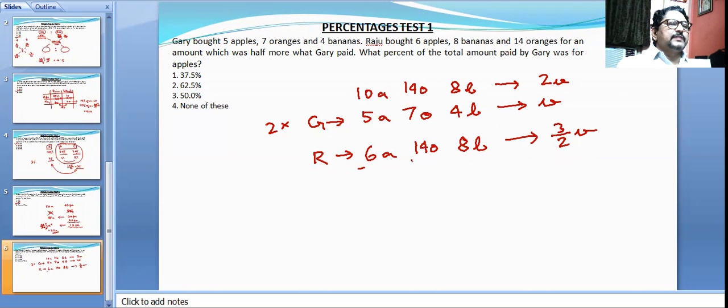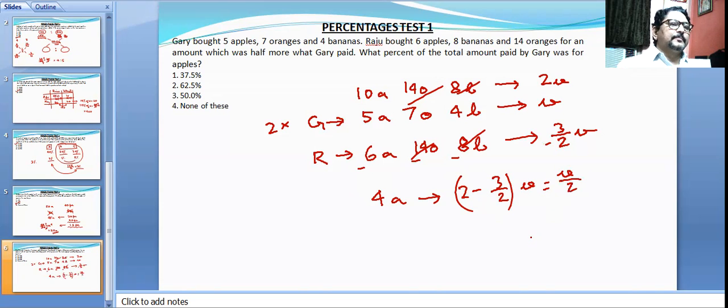So if we subtract this from the one above, what do we land up with? They cancel each other. And 4 apples is 2 minus 3/2 V. That's equal to V/2.